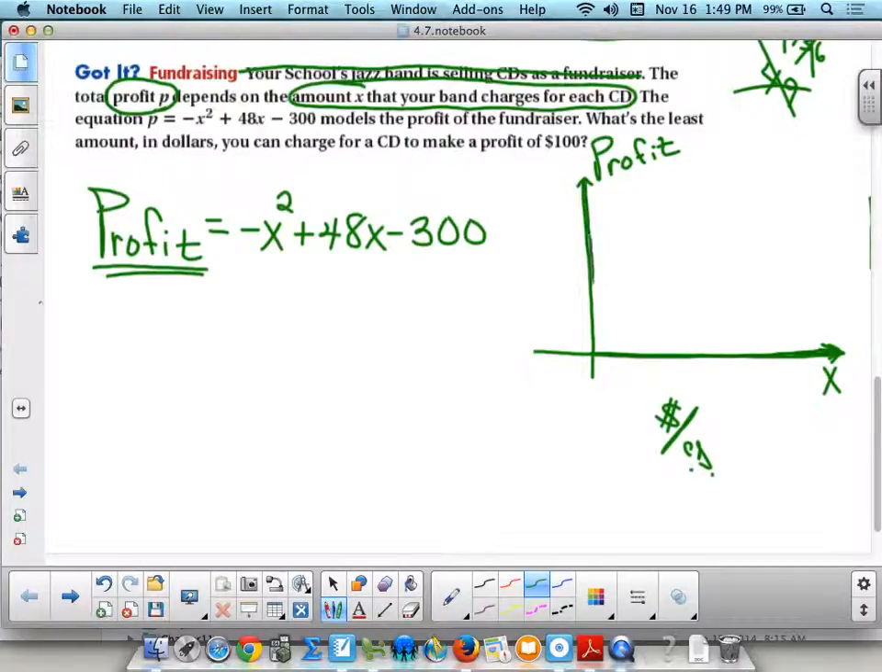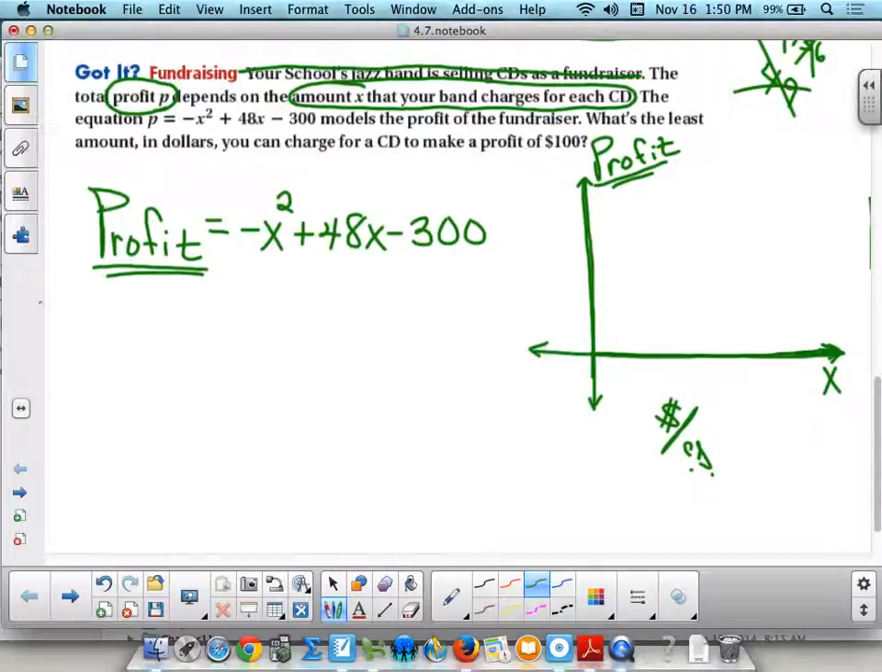What's this axis stand for? I wrote it for you. It's profit. Your Y value is now profit. So we're measuring how much I sell my CD for and how much money I can make. The equation right here models the profit of the fundraiser. What's the least amount in dollars you can charge for a CD to make a profit of $100?